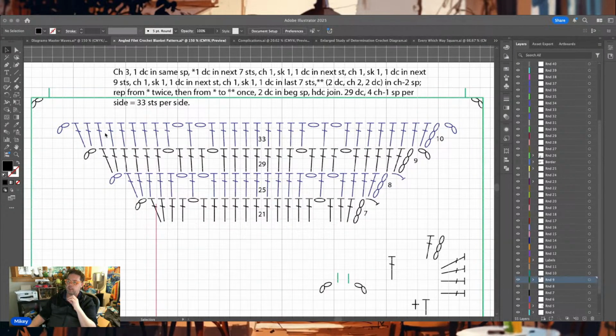So what I'm going to do for this consumer, I've actually been at this for an hour already, is finish round number 11 for them and then send this back to them so that they can physically see the stitches.